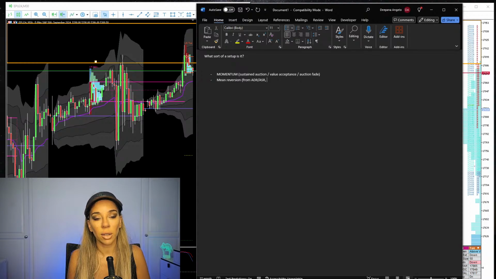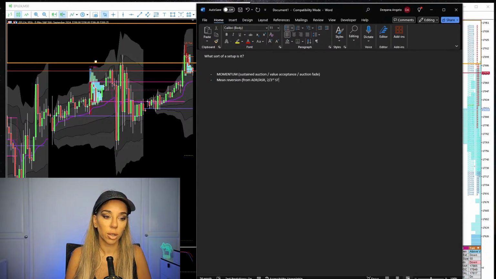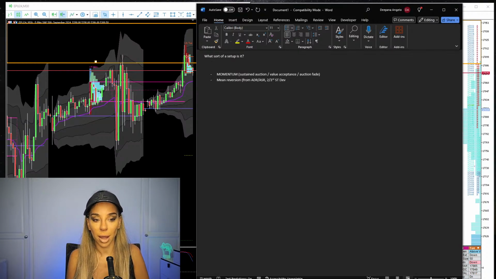Then mean reversion can also be from second or third standard deviation bands back to VWAP or something similar, but that's generally the type of setup that I'm looking for. The third type would be the neutral day type strategies.